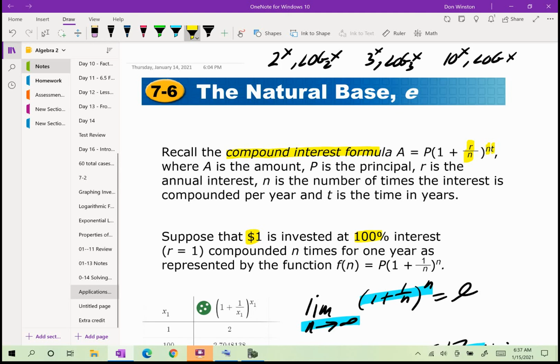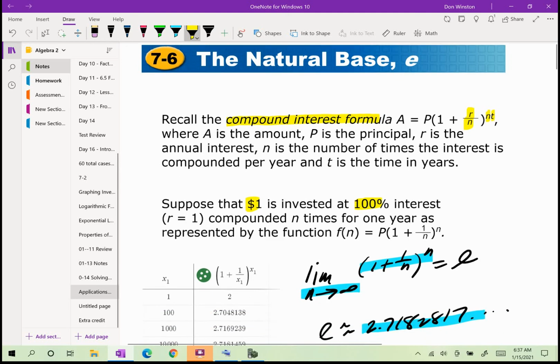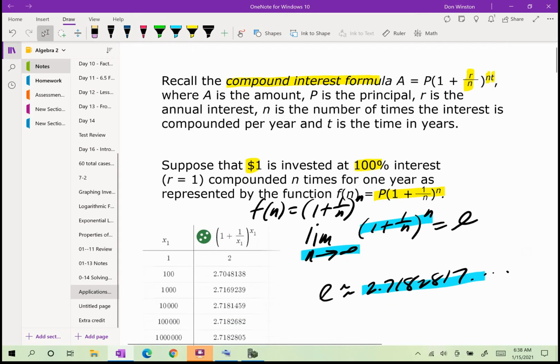All right. So our equation then: P is just 1, so f of n is equal to 1 plus 1 over n raised to the n. Okay, what happens to our $1 investment as the number of compounding periods increases? So let's take a look at that.